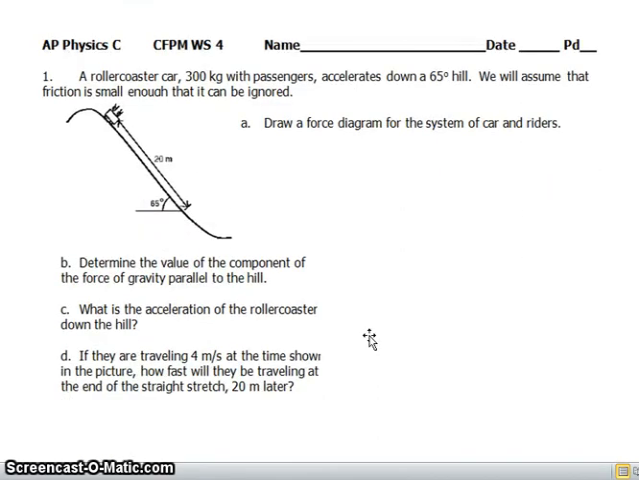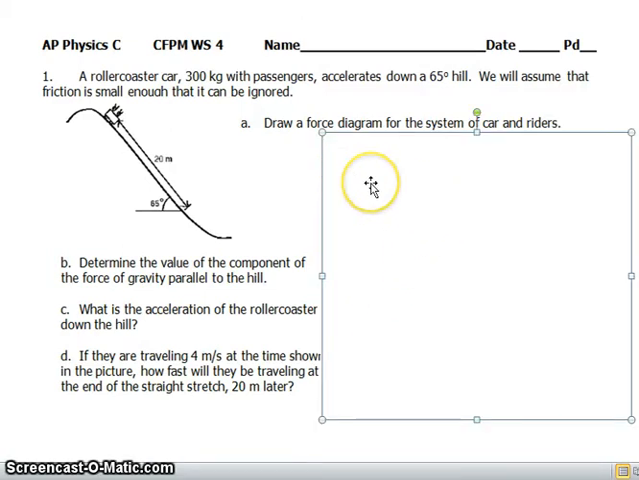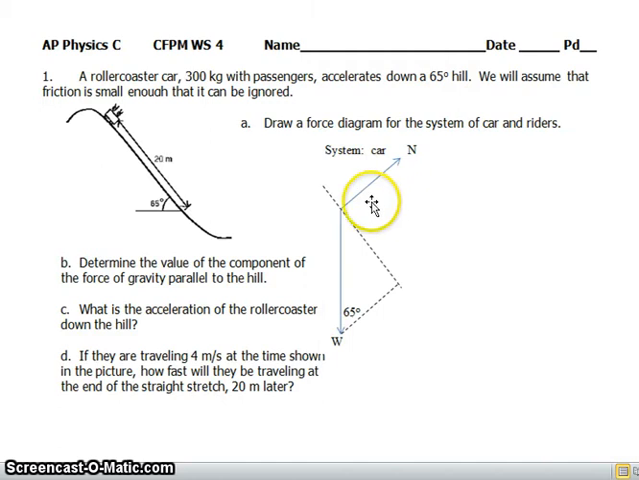Okay, the last problem that we whiteboarded was number 1 of worksheet 4. This is a roller coaster, and we're asked to draw a free body diagram for the car and the riders. Notice it says that friction is ignored. So for this, we'd have a support force and we'd have a weight force.